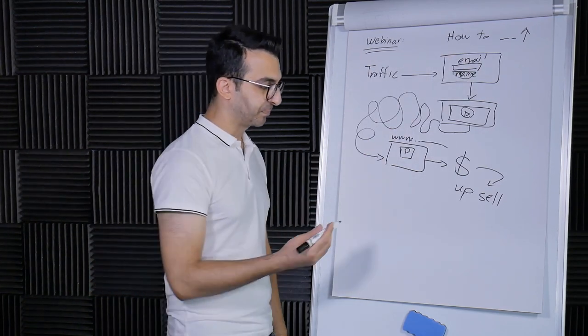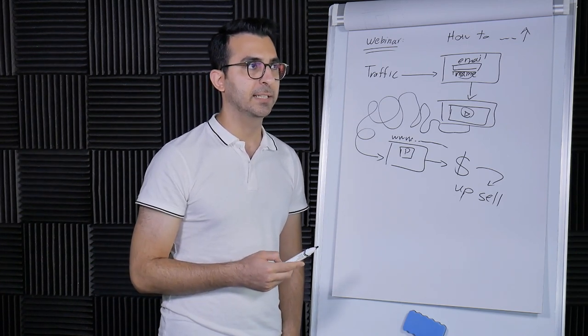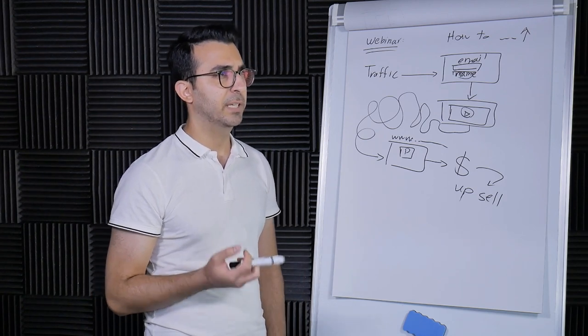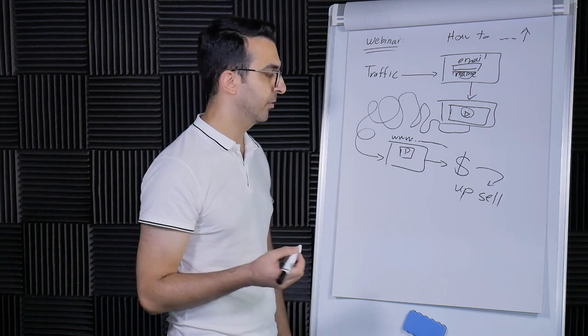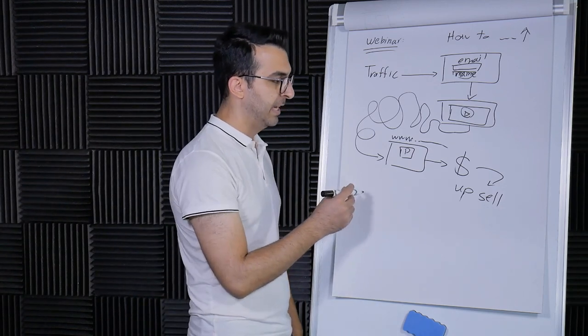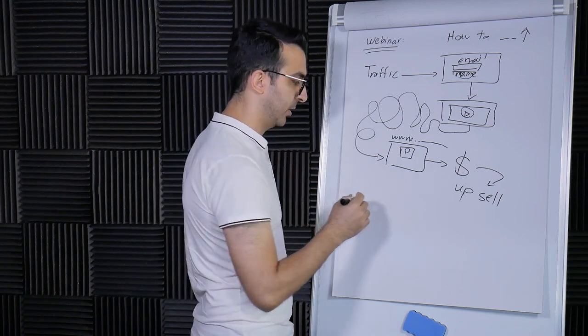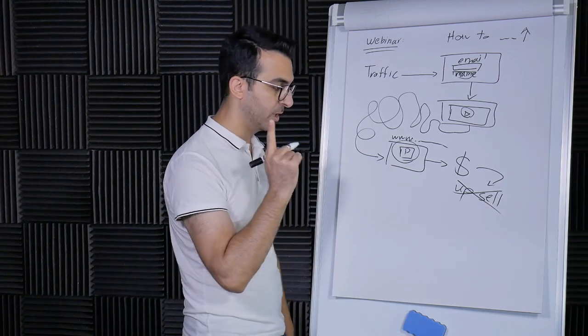Now, there was someone selling some type of courses, and she was making, if I'm not mistaken, something around $2 million per year. And the only way she was doing that, she had one product. She didn't have any upsell. One product.